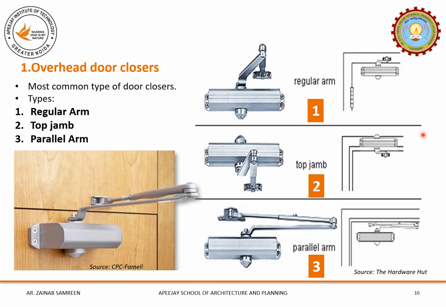Top jamb closures are fairly power efficient. The last one is the parallel arm door closure. As the name itself says, parallel arm means the two arms that sit on the top of the door are parallel to each other when it is opened.